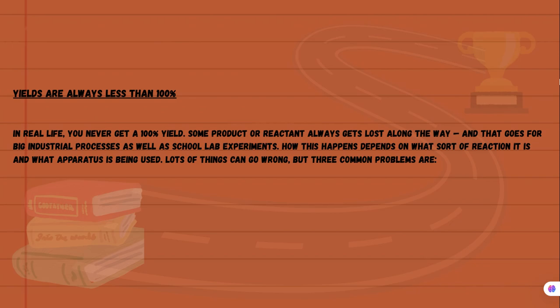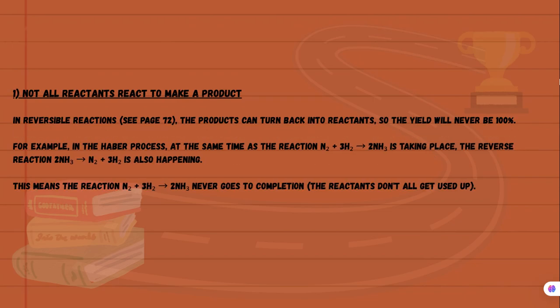Yields are always less than 100%. In real life, you never get 100% yield. Some product or reactant always gets lost along the way, and that goes for big industrial processes as well as school lab experiments. How this happens depends on what sort of reaction it is and what apparatus is being used. Lots of things can go wrong, but 3 common problems are: not all reactants react to make a product.